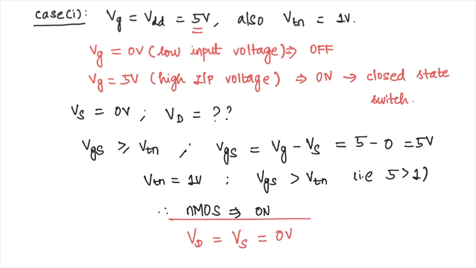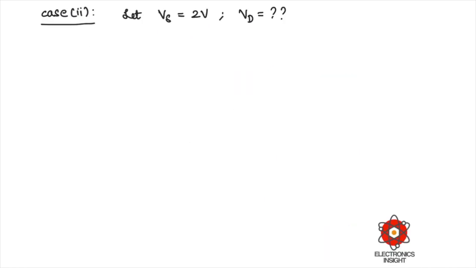So with this, we can say that the nMOS has passed strong 0. So nMOS is capable of passing strong 0. Now let us find out the reasons for why it is not able to pass strong 1. Now we will start with the second case.